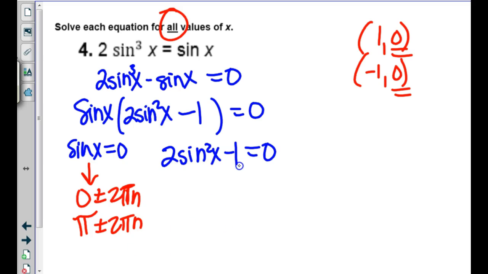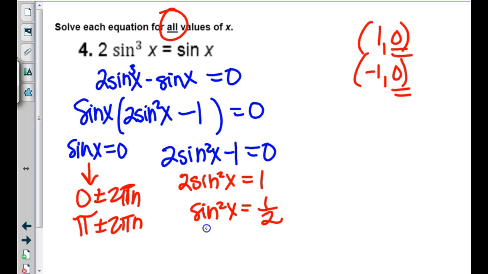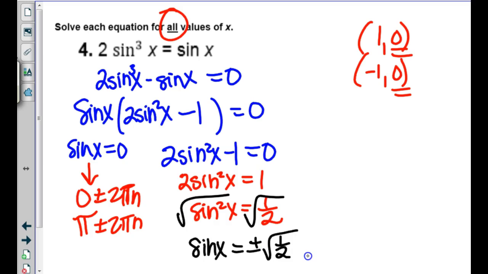All right, what are we going to do with this mess, though? Yeah, I don't think we can factor because of the 2, right? 2 doesn't factor, but we could say 2 sine squared of x equals 1. So sine squared of x equals 1/2. If we square root, what do we have to remember? Plus or minus. So if I square root both sides, I get the sine of x equals plus or minus the square root of 1/2. Anybody know what the square root of 1/2 is?